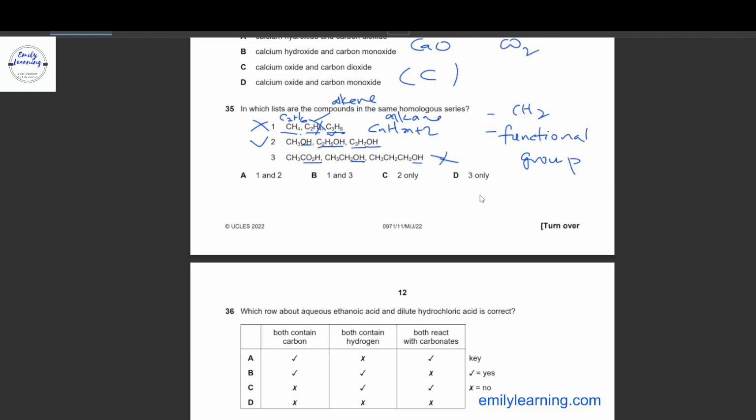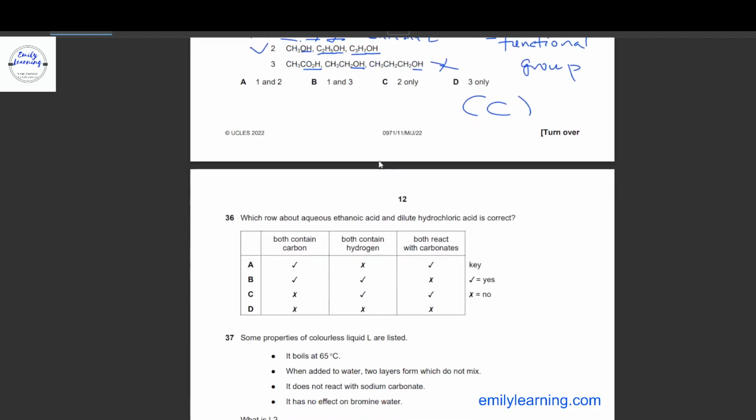So the answer is only C. Only all 3 molecules in 2 belong in the same homologous series.